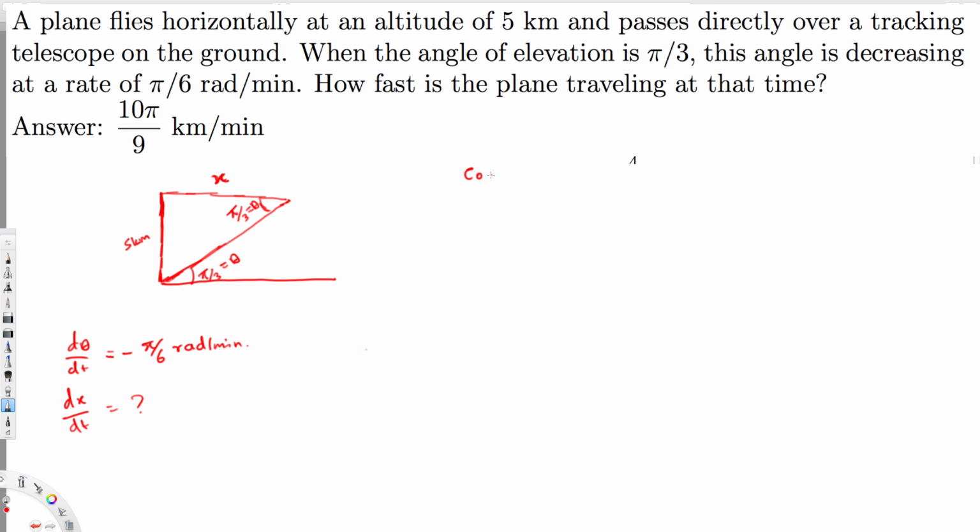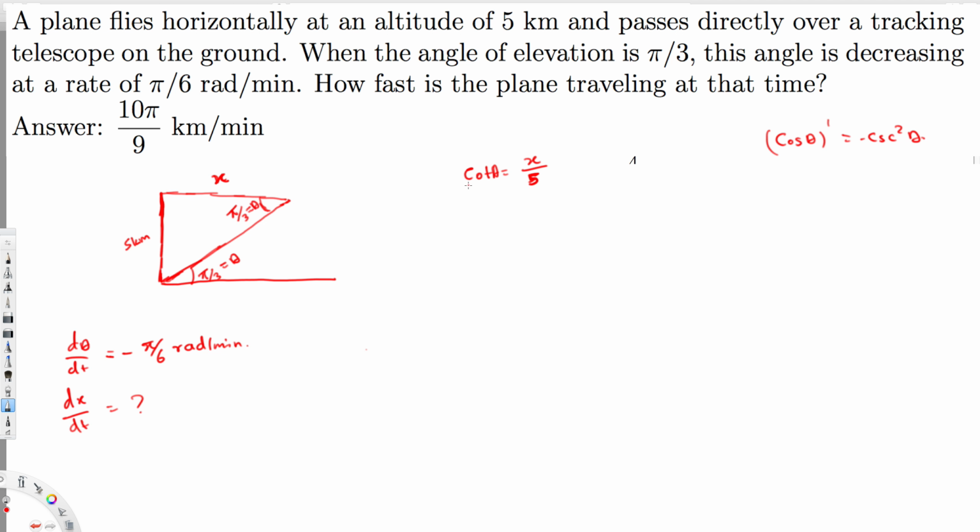So cot theta is going to be adjacent over opposite, x over 5, right? Now I have to find the derivative of this one. The derivative of cot theta is minus cosec square theta. So let's mention that right here.